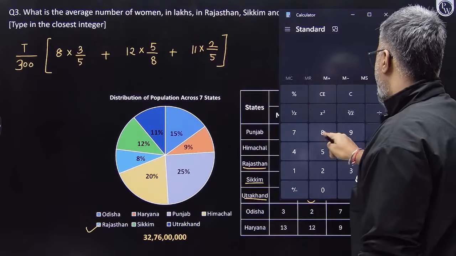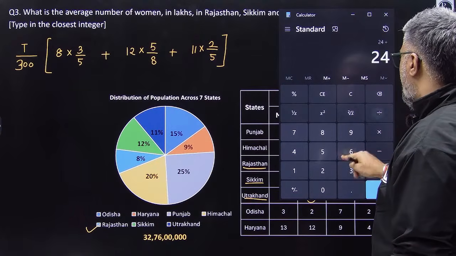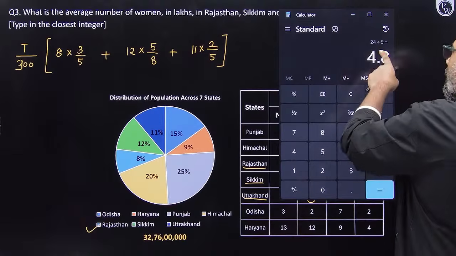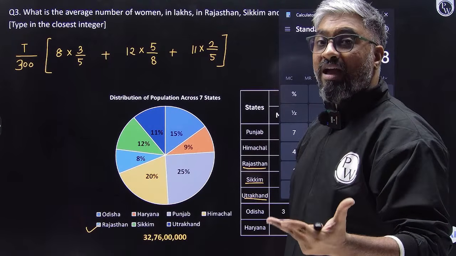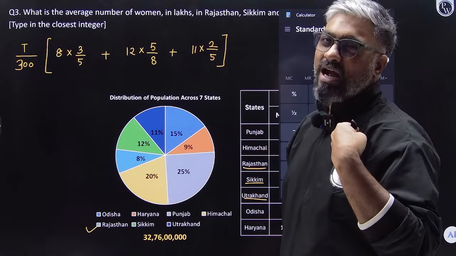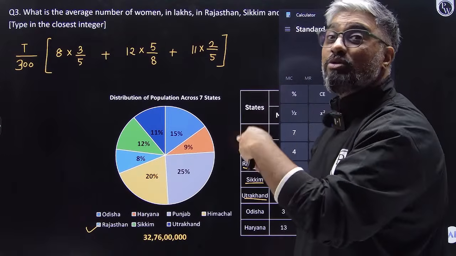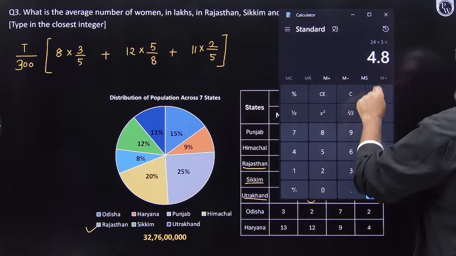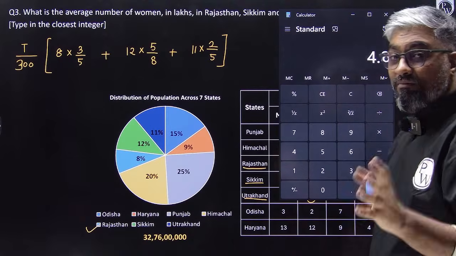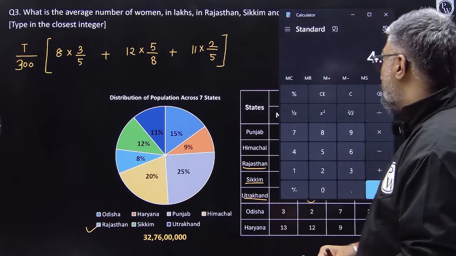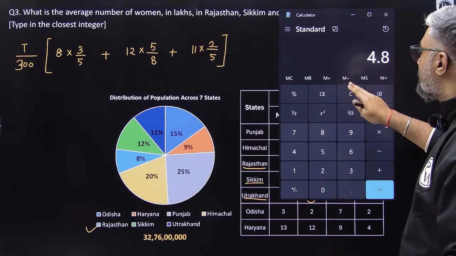I do 8 into 3 divided by 5. I have 4.8. Now I want this 4.8 saved somewhere. Where? In memory. In my memory, I don't have that much memory. So I'll use the calculator's memory. Do you see this MS? This will save it in the memory. MS will save it in the calculator's memory. So 4.8 is already saved in the memory.